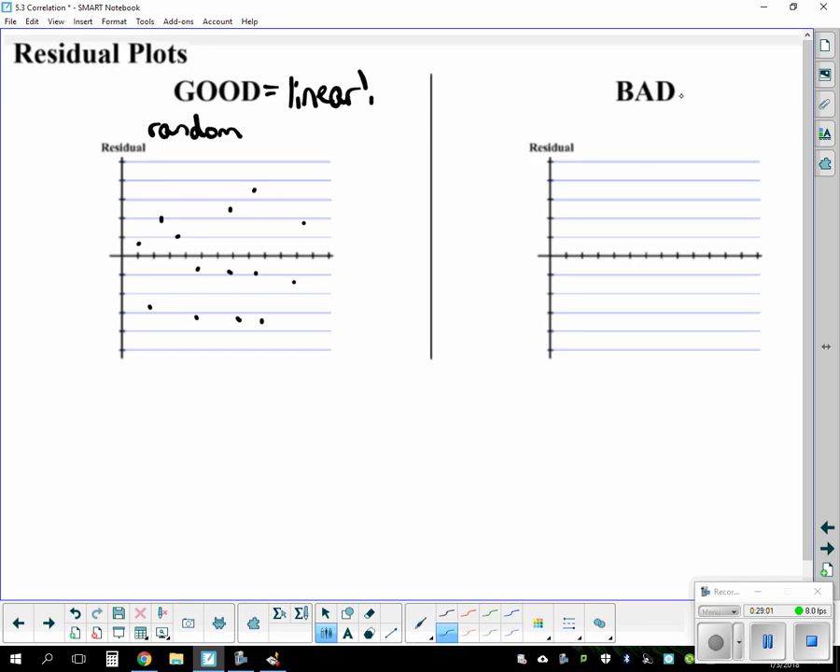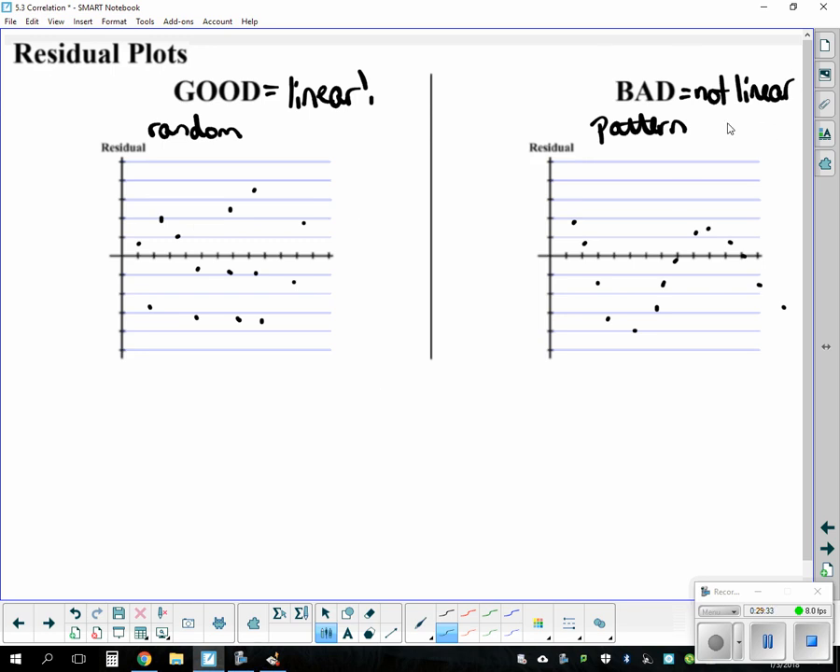A bad one means, hey, you probably shouldn't be using a linear equation. It's not going to be a y equals mx plus b. A bad one means there's going to be a pattern. It's not going to be just random dots everywhere. Maybe you end up with something that looks like that. Okay, some type of pattern happening and not just random dots everywhere. That's indicative that it is not a linear scatter plot.